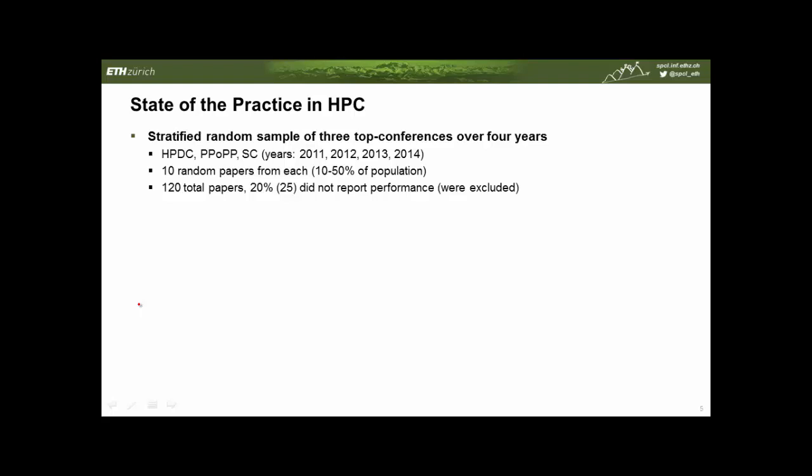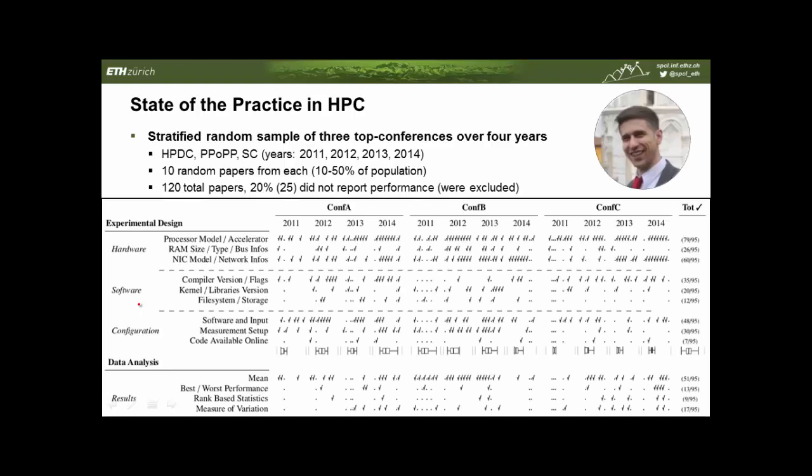We took 10 random papers from each conference, right? So this covers about 10 to 50% of the population, to give you all the information you need. And so a total of 120 papers, right? Unfortunately, 25 of them did not care in any case about performance. So we had a total of 95 valid performance papers. And then a very clever student of mine, who decided to move on to industry, created this table.